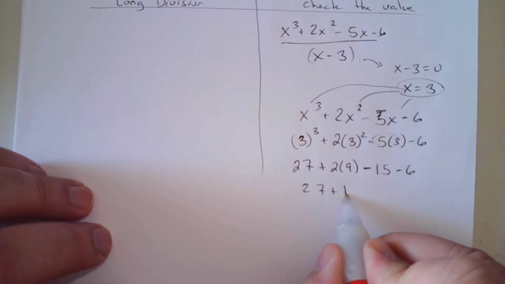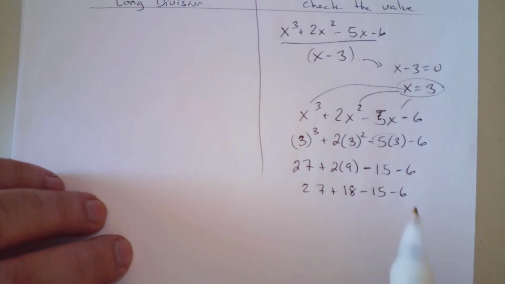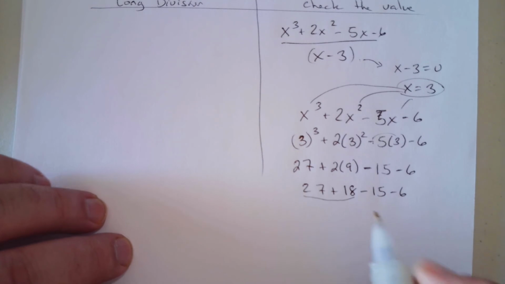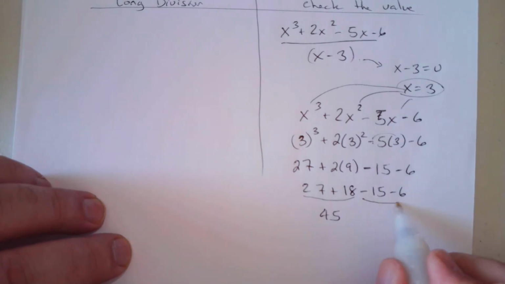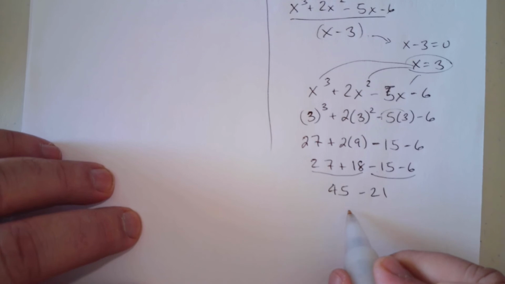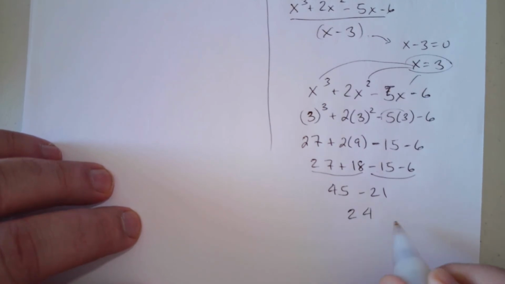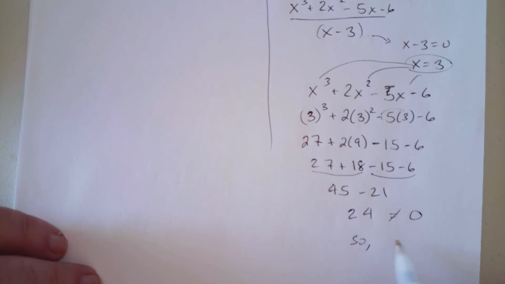27. 2 times 9 is 18. So 27 plus 18 is 45. Negative 15, negative 6 is negative 21. 45 minus 21 is 24. It's not equal to 0. So x minus 3 is not a factor.